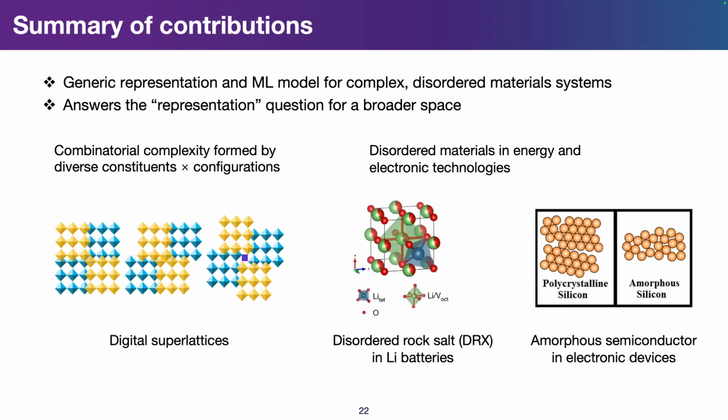So a summary of this part. In these chapters, we have presented a generic representation and machine learning model for complex disordered material systems. So this could be applicable to materials with combinatorial complexity, as well as the disordered materials that are frequently encountered in energy and electronic technologies. This answers our representation research question in a general way.